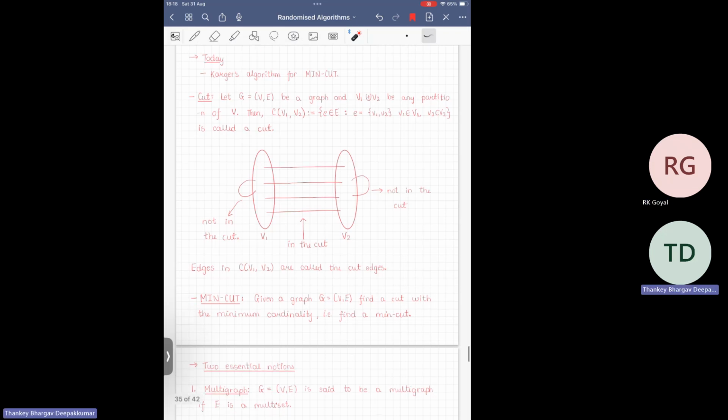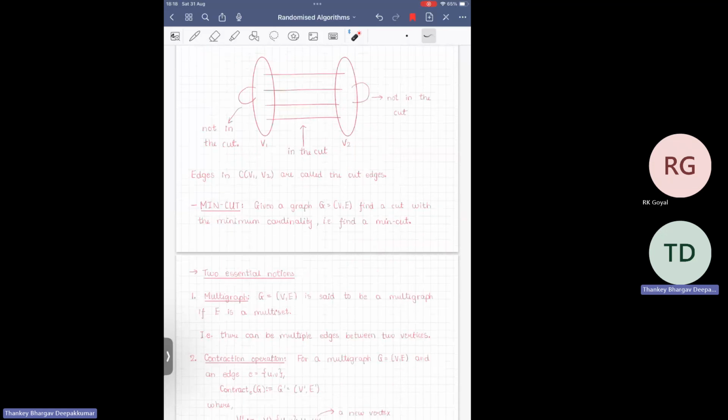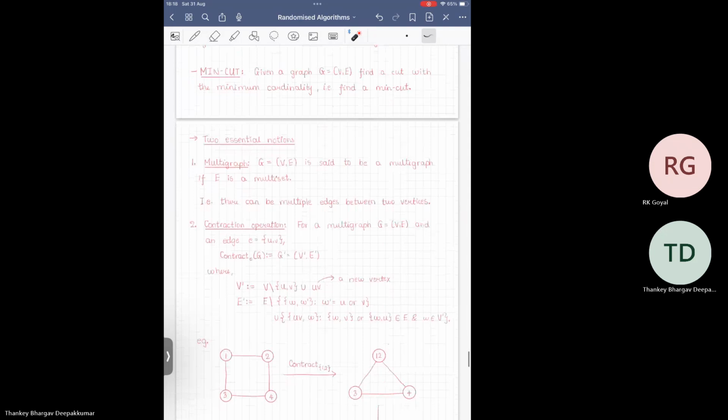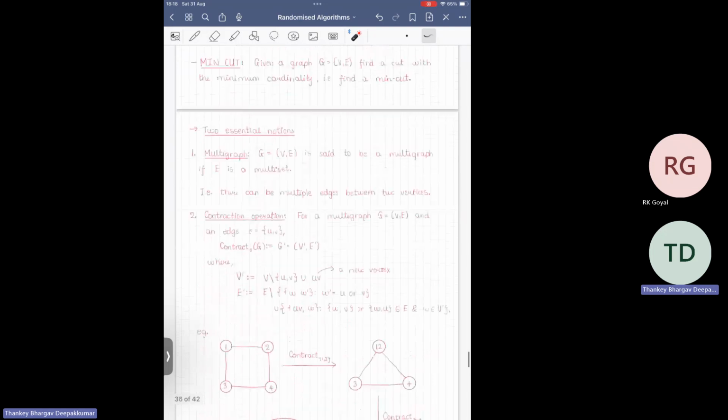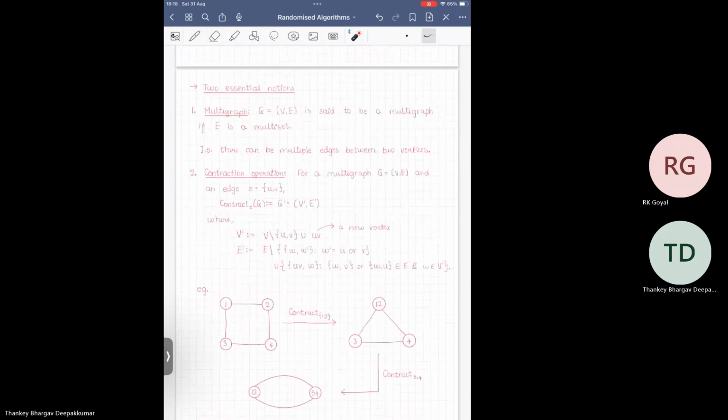And so for Karger's algorithm, we would need two essential notions. What we'll do today is look at these notions and the algorithm. So the first thing that we need is the notion of a multigraph.